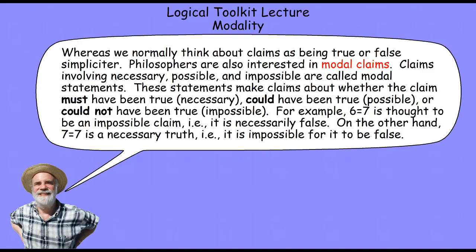And these statements make claims about whether or not a claim must have been true, necessary, could have been true, possible, or could not have been true, impossible. So for example, 6 equals 7 is thought to be an impossible claim. It's necessarily false. On the other hand, 7 equals 7 is a necessary truth. It's impossible for it to be false.